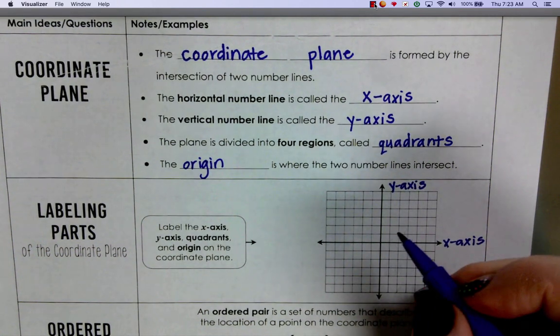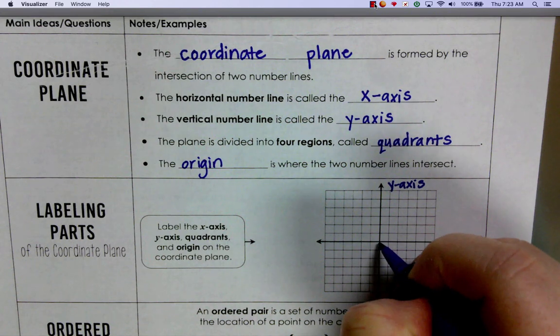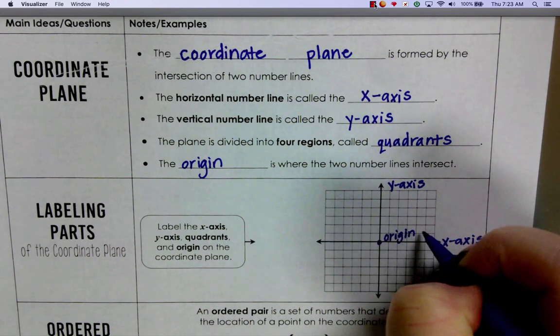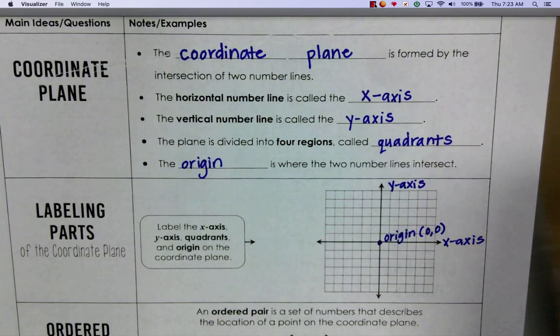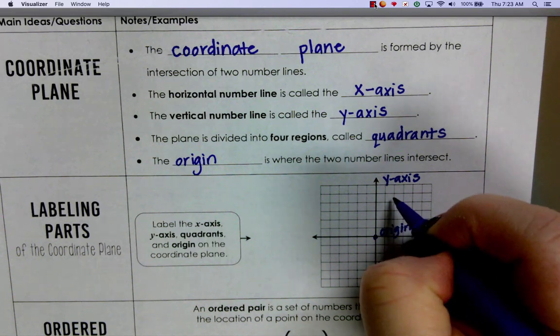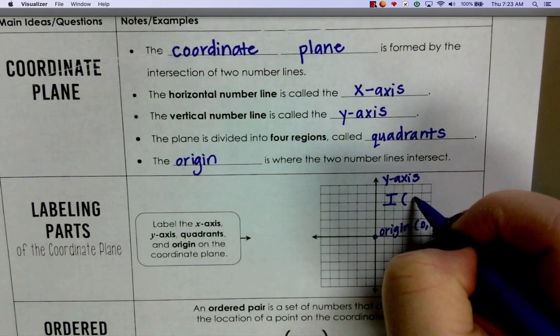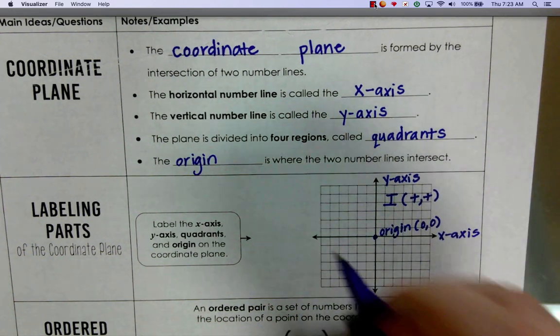And we have our quadrants. I'm going to talk about that in a second. But our origin is 0, 0. We're going to call it like that. That's what an ordered pair is going to look like. But our quadrants, they're going to start here, quadrant 1, and our ordered pairs are going to be two positive numbers. That's how I want you to write it.